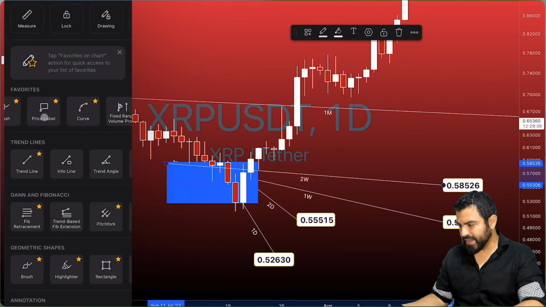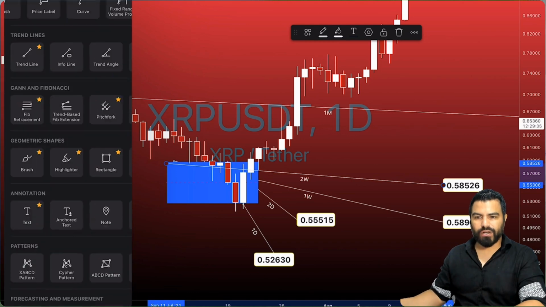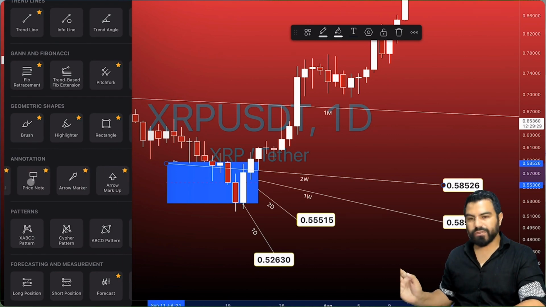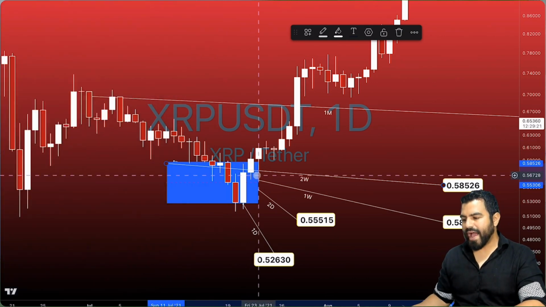If you haven't done this before, it's going to be an annotation. So go over all the way down to annotation and then slide over the one that says price label, price note. That's how I'm doing this. The other one we're using is geometric shapes rectangle, and then I make my rectangle blue. So now I have the flat range.